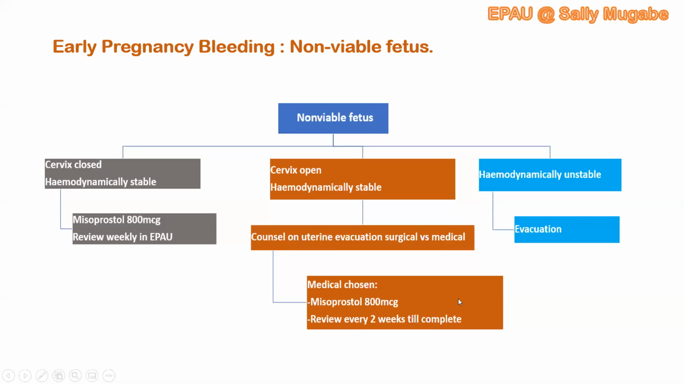Then we have a situation where the patient is hemodynamically unstable. In this case it is better to do an evacuation to make sure that we have arrested the bleeding so that the patient will not deteriorate. In other words, for patients who are hemodynamically unstable, the EPAU is not going to offer them options for medical management, but we have to intervene surgically so that we save the patient's life.